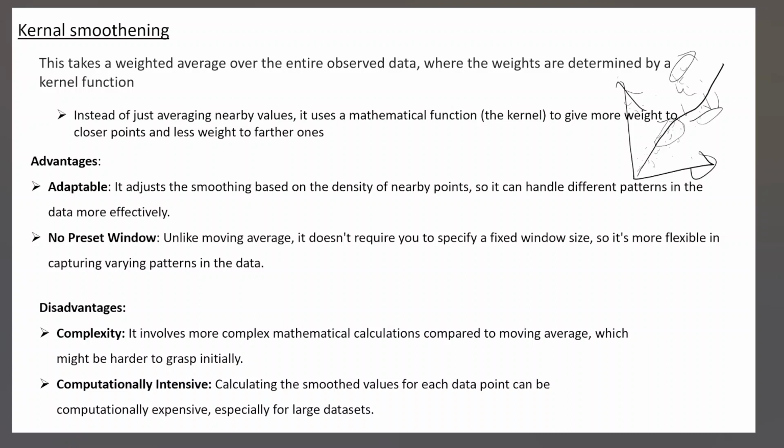So a person who is trying to understand this initially will find it difficult. Then there is computational intensity. Computing the values for these data points can be computationally expensive because it uses a mathematical equation. If we have large data sets, with many data points, it becomes computationally intensive, since it is an expensive process compared to the previous one.